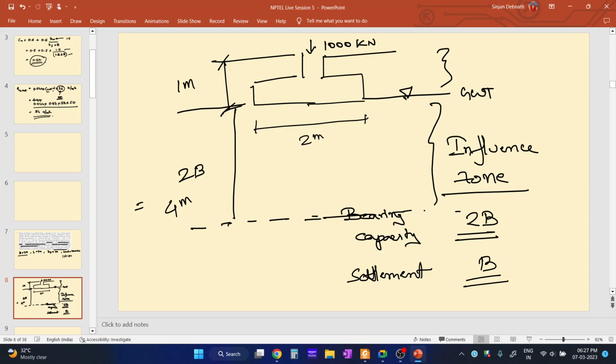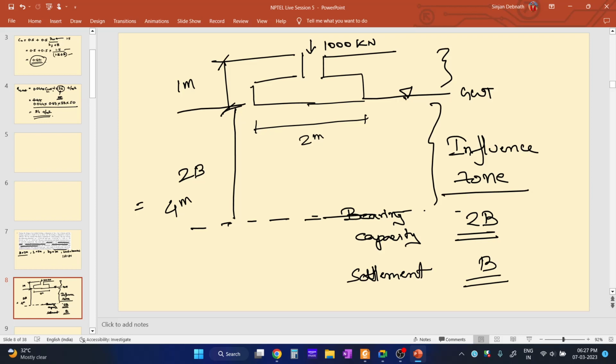So we need to consider the influence zone. The influence zone for bearing capacity problems is below the footing. Below the footing, we need to consider influence zone up to a distance of 2b from the base of the footing for bearing capacity problems. But for settlement problems, we need to consider up to b. So now how to solve this problem? So influence zone is around 4 meter from the base of the footing.